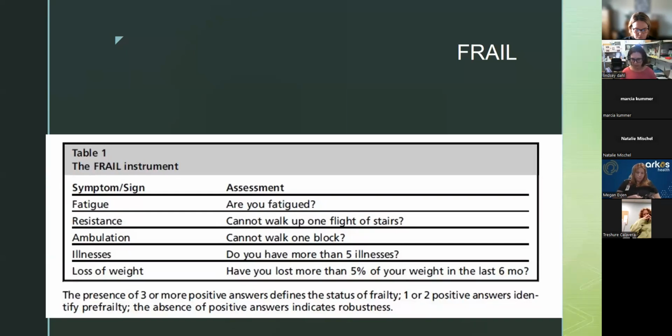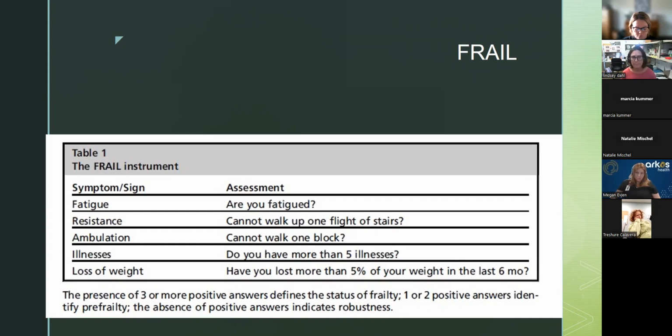It's a few questions. Are you fatigued? So getting at the energy level. Can you walk up a flight of stairs? Can you walk a block? Do you have more than 5 illnesses? And have you lost weight? So they have made it on a scale. If you have 3 or more positive answers, then you are frail. If you have 1 or 2, you're pre-frail. And if you have 0, then you're considered robust, right?